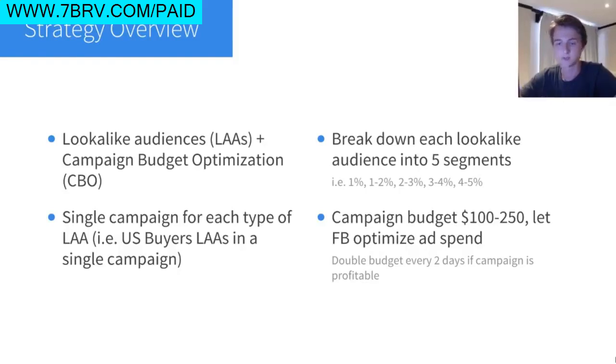Now, how you're going to want to set this up is you're going to want to have a single campaign for each LLA, each lookalike audience, and then each country an individual campaign as well. So for example, you'd want to have a single campaign for the buyer lookalikes for the US, and then you could do a single campaign for the buyer lookalikes for the UK, whatever, for your main countries, and you want to segment it by country and type of lookalike. And you're going to want to break down each lookalike audience into 5 segments. So for example, 1%, 1 to 2%, 2 to 3%, 3 to 4, and 4 to 5%.